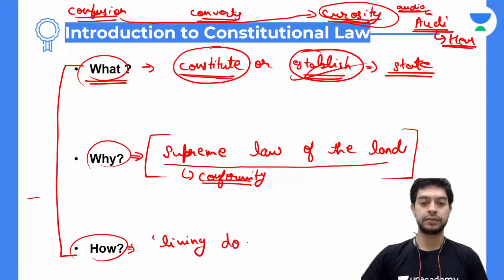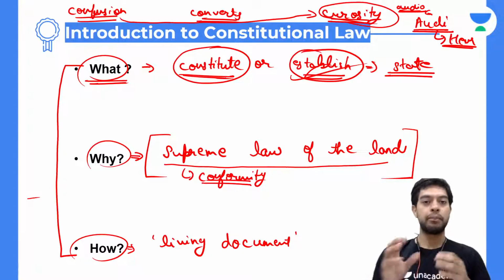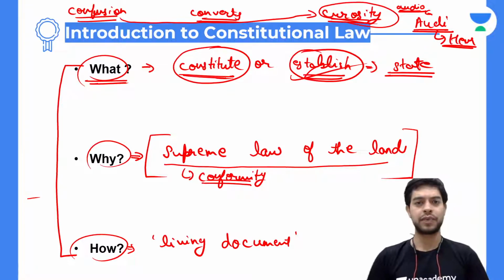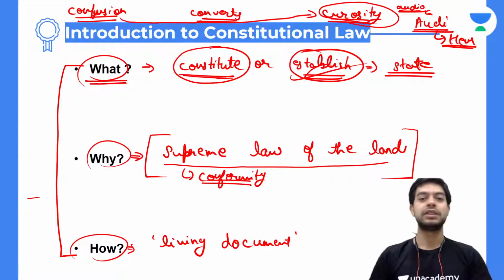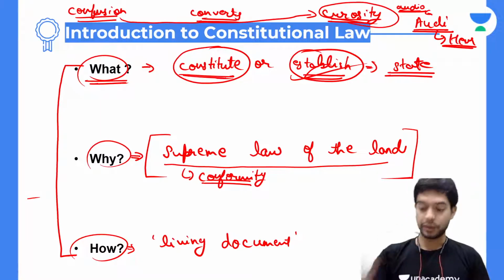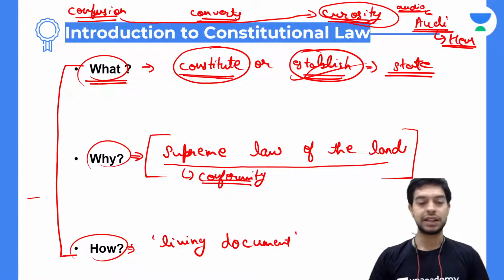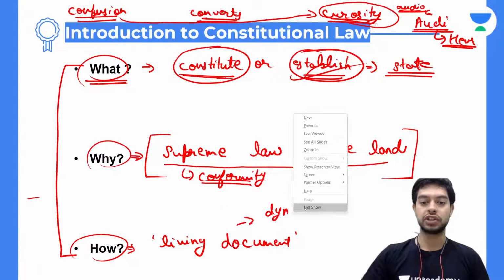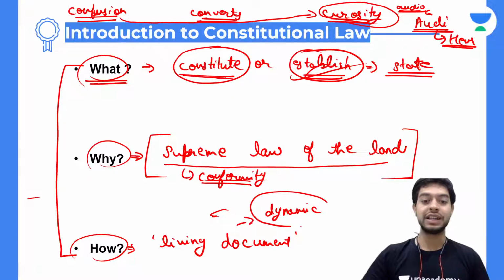It is a living document. It is not just a book of papers. It is not just a book in which there are 395 articles, 25 parts and 12 schedules. सिर्फ ये एक particular bunch of paper नहीं है. It is a living document. Indian constitution is a living document because it is constantly changing and it is going to change in the future as well. ये बदलता जा रहा है. It is a dynamic document. Dynamic means constantly changing. Because it is a dynamic document, it's a living document.